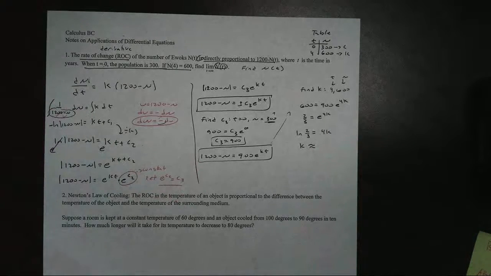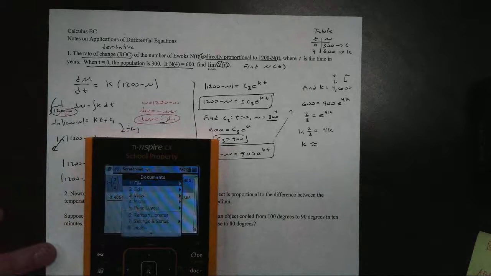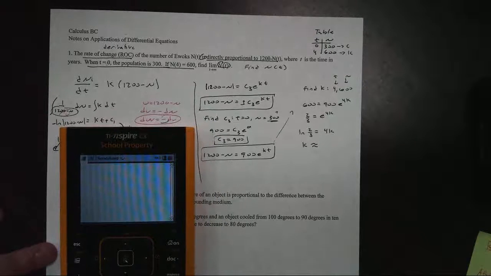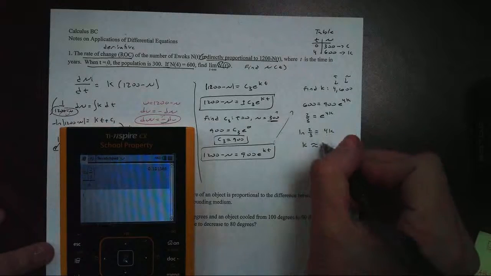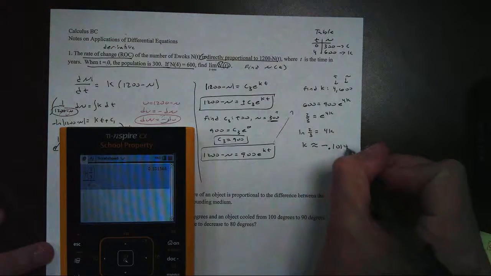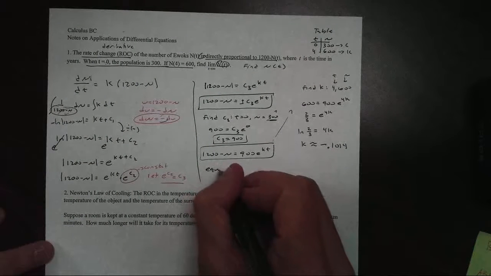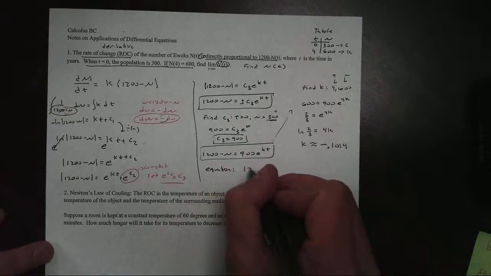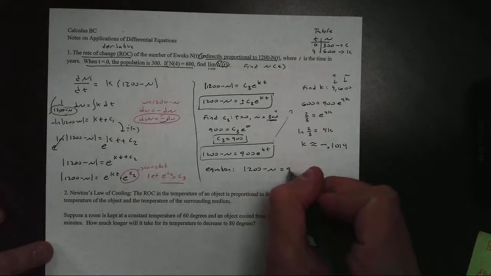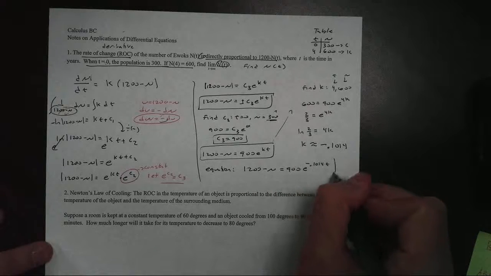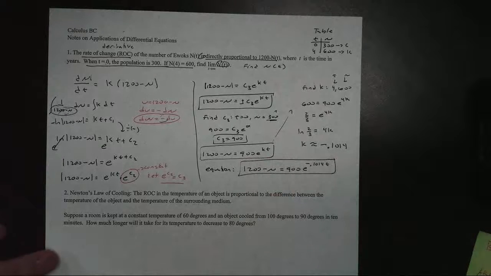And I'm going to use my calculator for this. Go to about 4 decimal places here. Clear it out, clear my memory. I already kind of have it there if you saw that. We get the natural log of 2 over 3, and I'm going to divide that by 4. I hit enter, and I get negative 0.1014, and there's k. So our equation then is 1200 minus n equals 900 e to the negative 0.1014 t. And there is our equation.